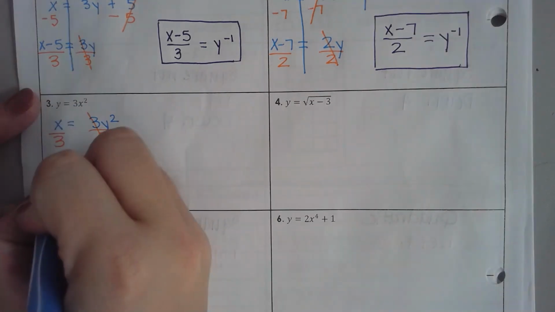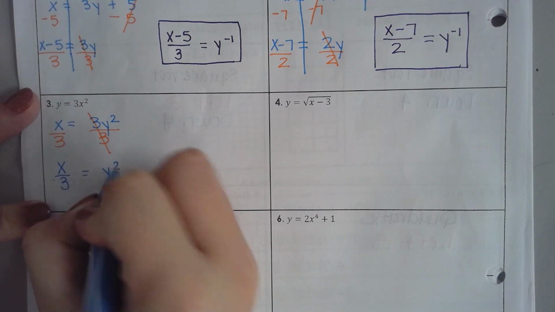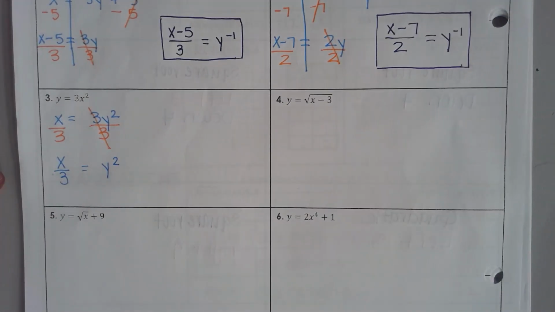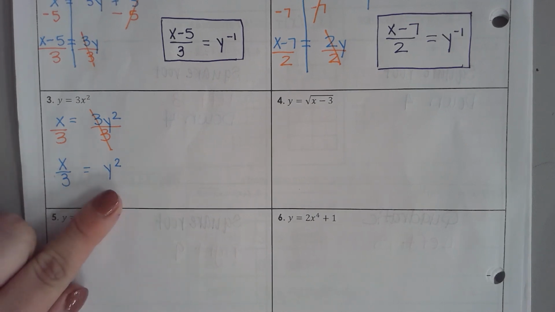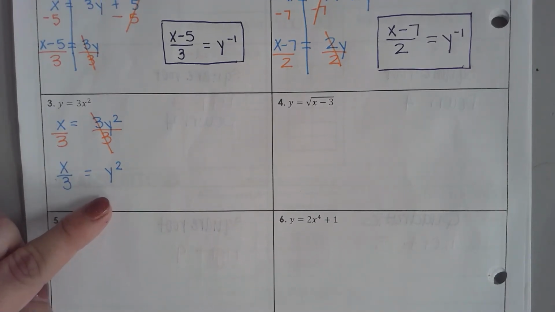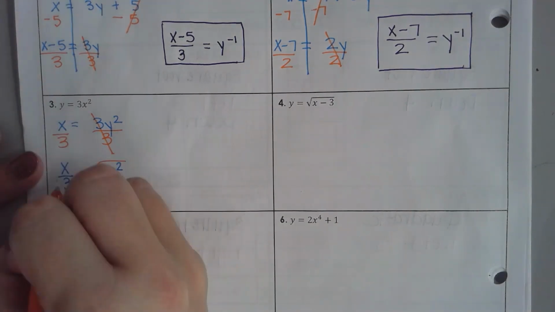And so I just have x over 3 equals y squared. Is my y by itself? No, it now has a square. How do you get rid of an exponent of 2? Square root. So I take the square root of both sides.